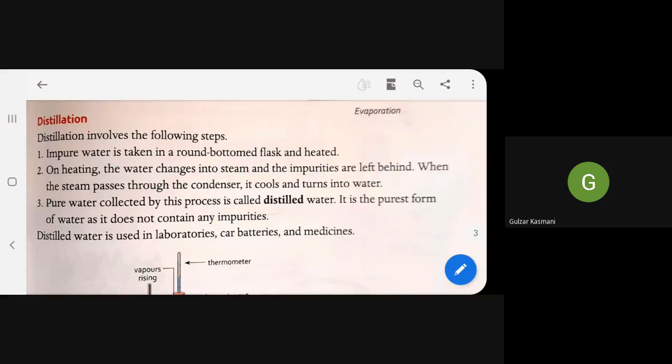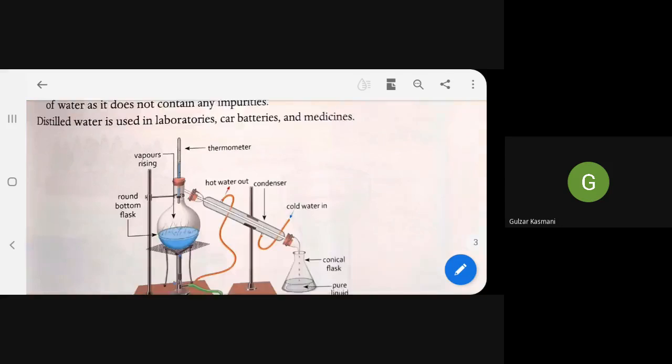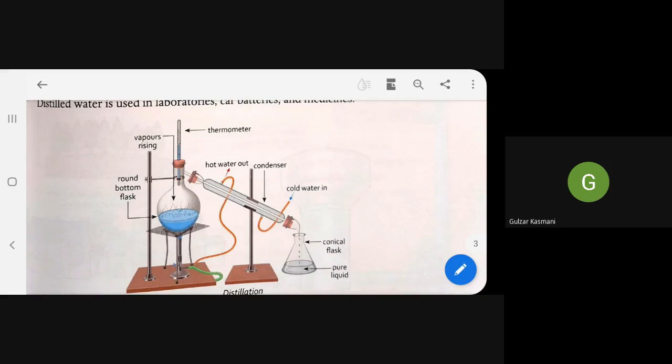Now comes the second method. The name of this method is distillation. What's the name of this method? Distillation. Now see, it's not so easy a method, and that's why it's generally used in laboratories to prepare medicines and in car batteries, because it takes time. But yes, through this method, whatever water we get, we get in very pure form. The purest form of water we can get through this method. Through which method?